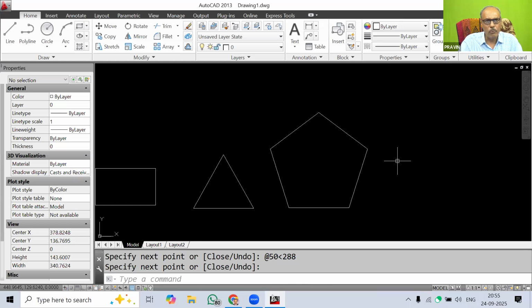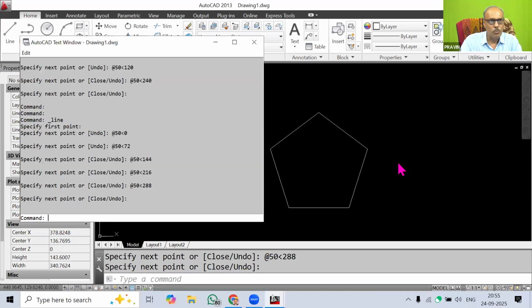So here you can have a quick review of your command what you have done. So I will press here function button F2. So in the function button F2, you can remember that. So you can just take the screenshot. So at 50 less than 0, at 50 less than 72, at 50 less than 144, at 50 less than 216, and at 50 less than 288. So in this way, if we type the coordinate, so then automatically you can draw a pentagon. And this is the use of relative polar coordinate.